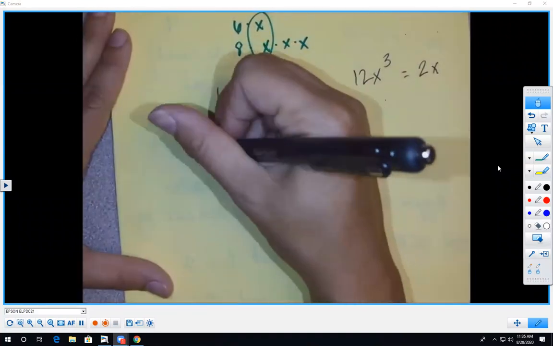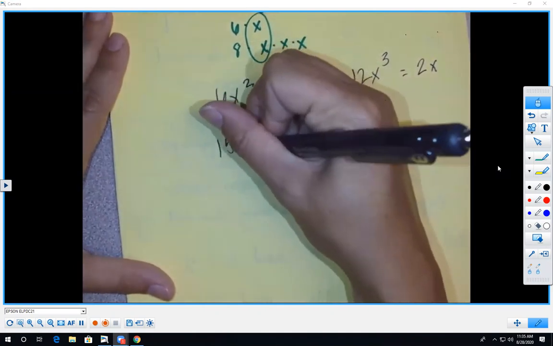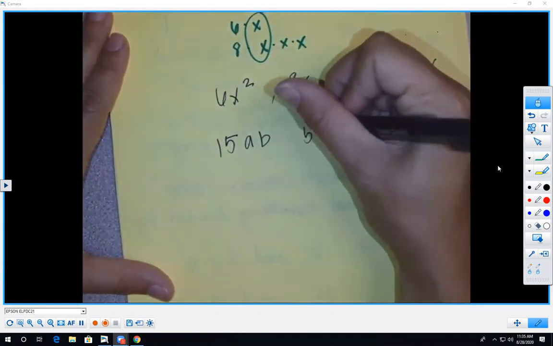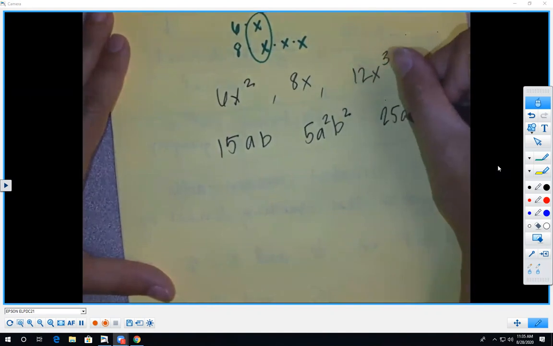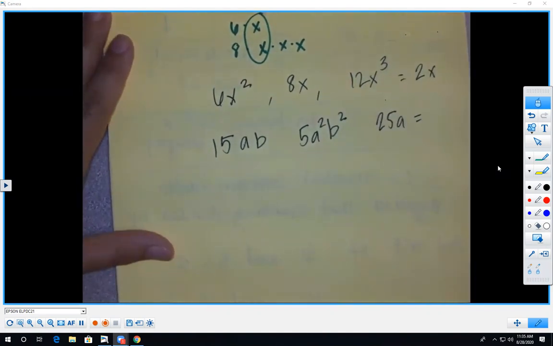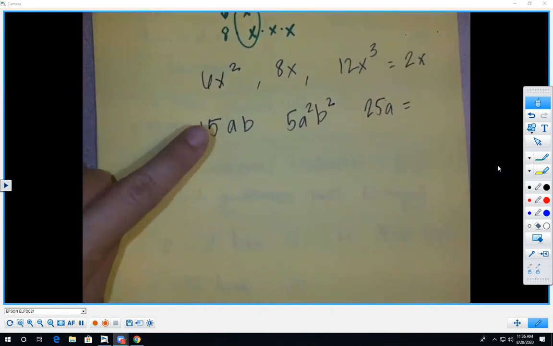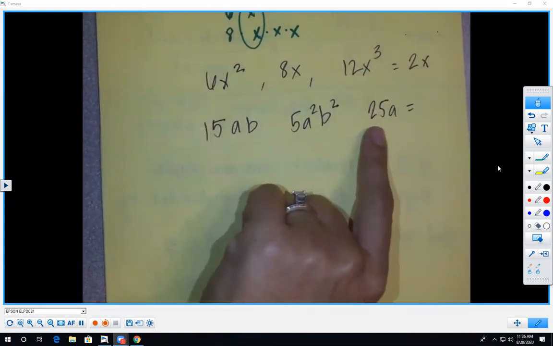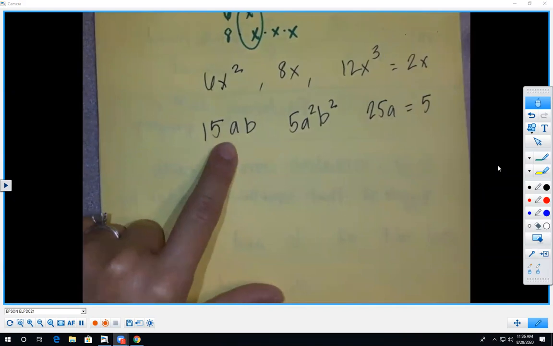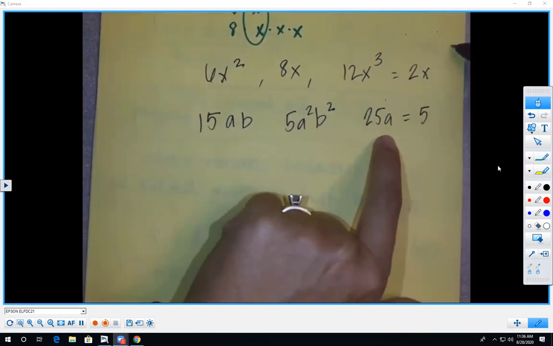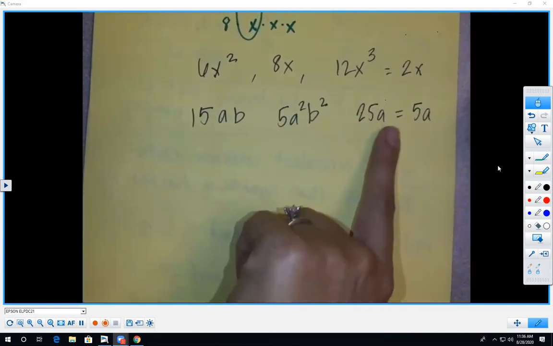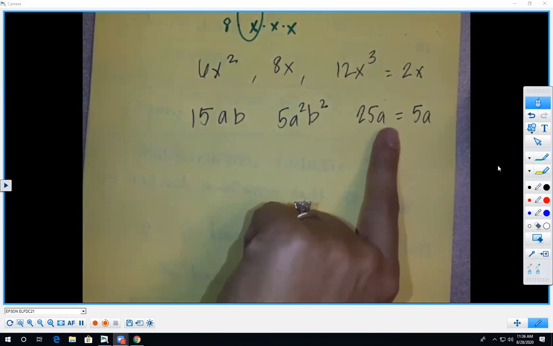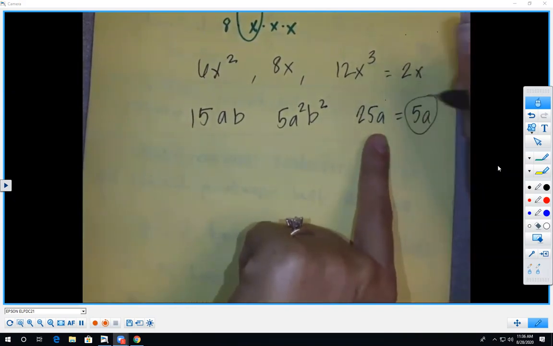Okay. What about if we had 15ab, 5a squared b squared, and 25a? You're looking at the numbers, 15, 5, and 25. The GCF is 5. This one has 1a, this one has 2 a's, this one has 1a. What's the most you can take out? What they have in common is 1 a. This has 1b, this has 2 b's, this has no b's. How many b's do they have in common? None, because this one doesn't have it at all, right? So my answer is 5a.